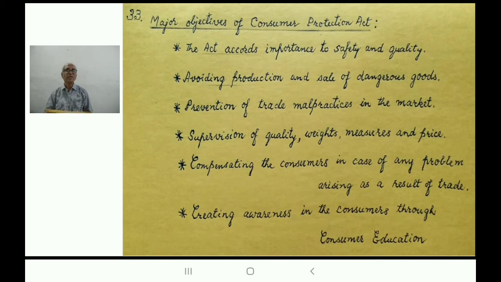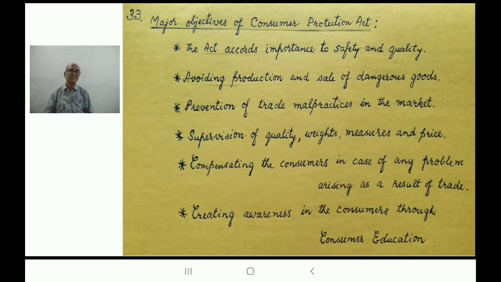Next one, avoiding production and sale of dangerous goods. People, to make money, may go for producing dangerous goods. It may not be of the right quality for people. These have to be controlled in the market. Sale of dangerous goods, prevention of trade malpractices in the market. Trade malpractices.